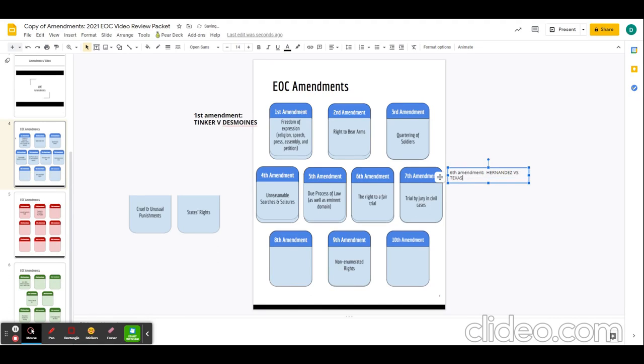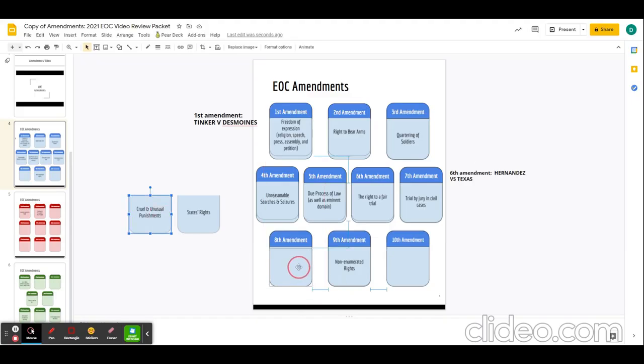And in this court case, Hernandez was a man on trial for murder, but his jury was made up of only white men, and he was of Mexican American ethnicity. And so the Supreme Court ruled that his conviction was overturned because he had not had a trial by his peers. Seventh Amendment guarantees a right to a jury in civil cases.